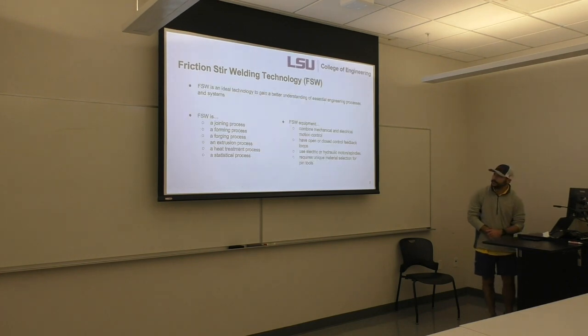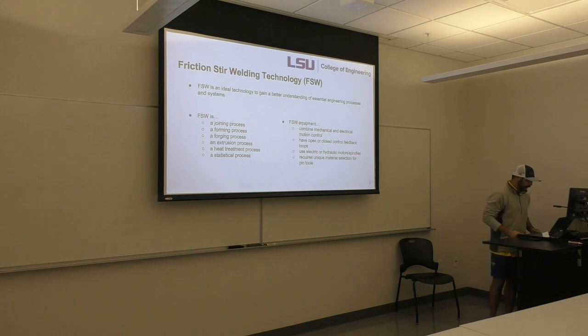Friction stir is an ideal technology to gain a better understanding of the essential engineering processes and systems. Some of the friction stir welding processes are the joining process, forming process, forging process, extrusion process, heat treatment process, and statistical process. Friction stir welding equipment combines mechanical and electrical motion controls. They have open and closed control feedback loops, use electrical and hydraulic motors and spindles, and require material selection for intervals.